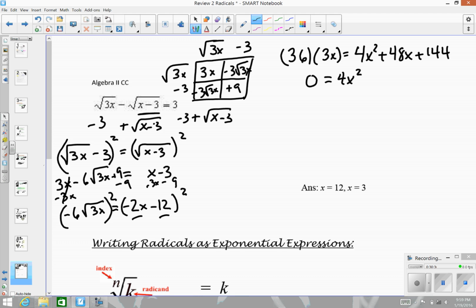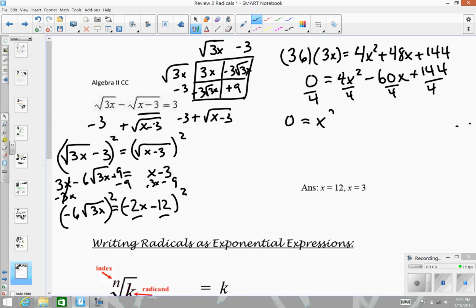So I'm subtracting what I get when I multiply 36 times 3x, and that is 108x. So I'm going to subtract that from both sides, and I'm going to get 4x squared minus 60x plus 144. And I need to solve this. So I think I'm going to be able to factor, but I'm going to take out my GCF of 4. And I can divide every term by that. I have an equation, so I don't need to keep that GCF.